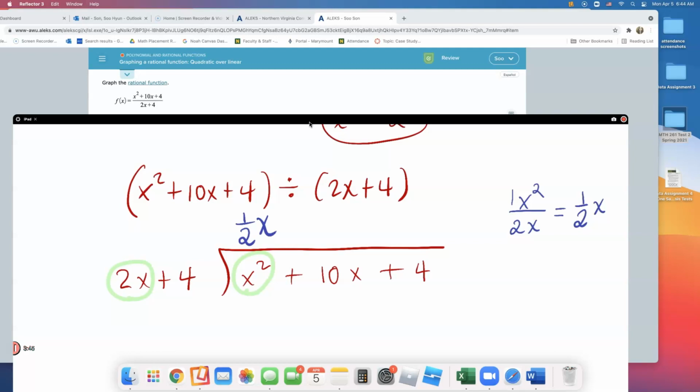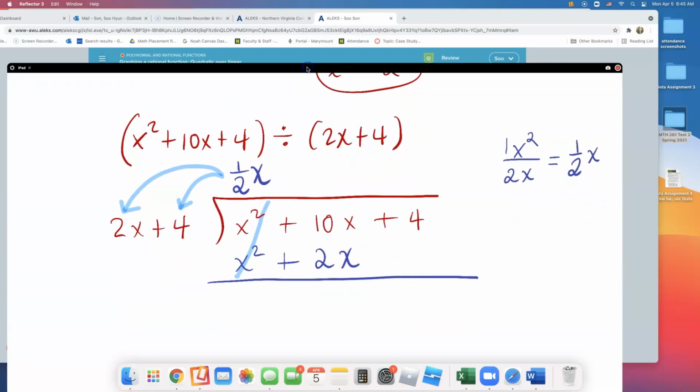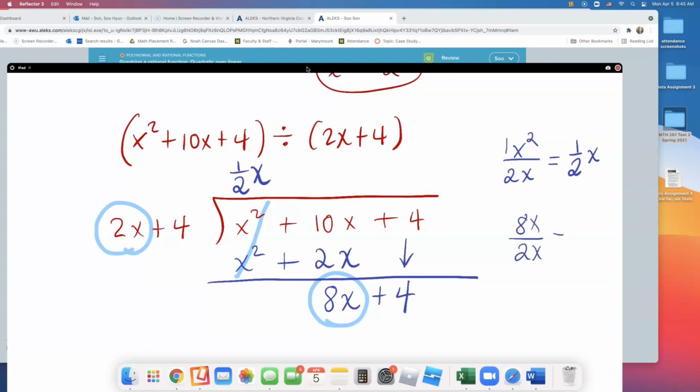And then I must now distribute this half x to 2x plus 4, and I'll put that underneath, okay? That will be x squared plus, 4 times half x, that is 2x. And then I'll subtract these two lines. If I subtract, the x squared terms will cancel out. 10x minus 2x is 8x. And I'll bring down this plus 4. All right, now I'm going to divide 8x by 2x. 8 divided by 2 is 4, and x divided by x is just 1. So I'll put the plus 4 up here, and I'll multiply this 4 by 2x plus 4.